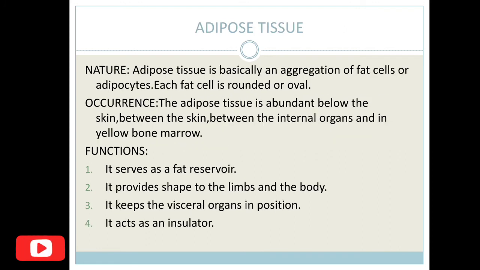Then the occurrence is that it is abundant below the skin, between the skin and the internal organs, and in the yellow bone marrow. In those places this adipose tissue is found, and the main function of this adipose tissue is that it serves as a fat reservoir, it provides shape to the limbs and the body, and it keeps the main visceral organs in proper position. This adipose tissue helps in keeping the organs in place. Then it acts as an insulator.